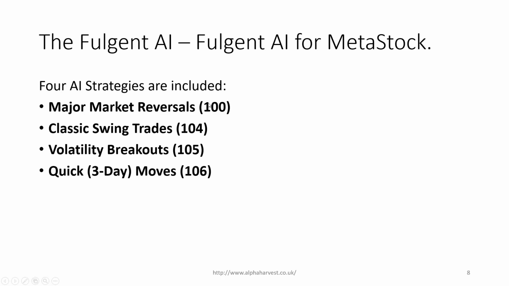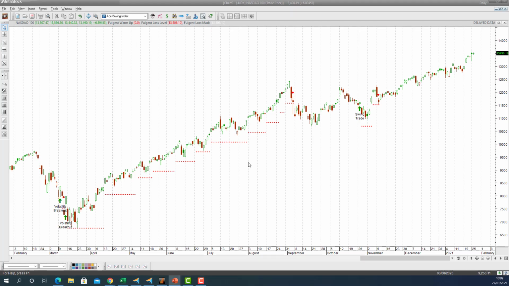So the codes here at the end: major market reversals, code 100, classic swing trades 104, 105 for volatility breakouts, and quick 3-day moves 106. That's the identification number of the AI. So later on when we look at the scan, we'll exactly know which ones we're looking at. So I'm going to jump straight into the software now.